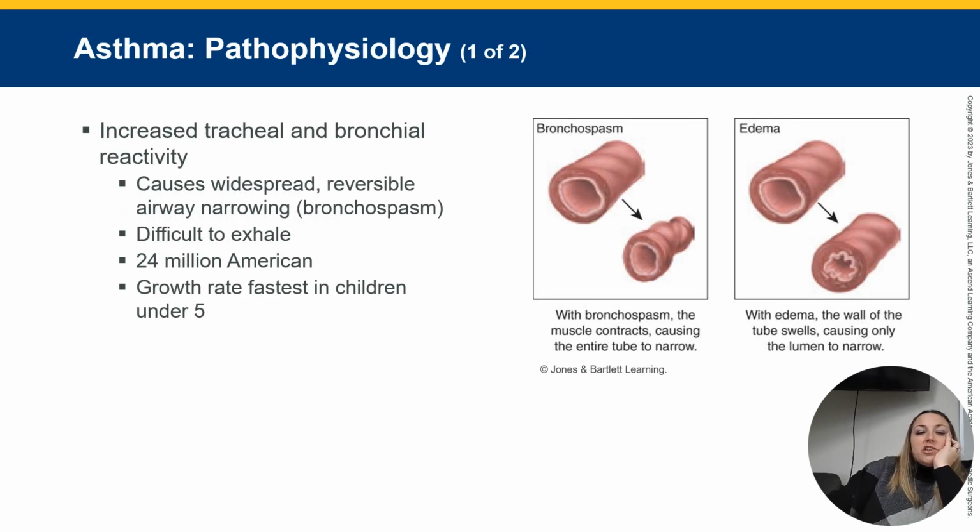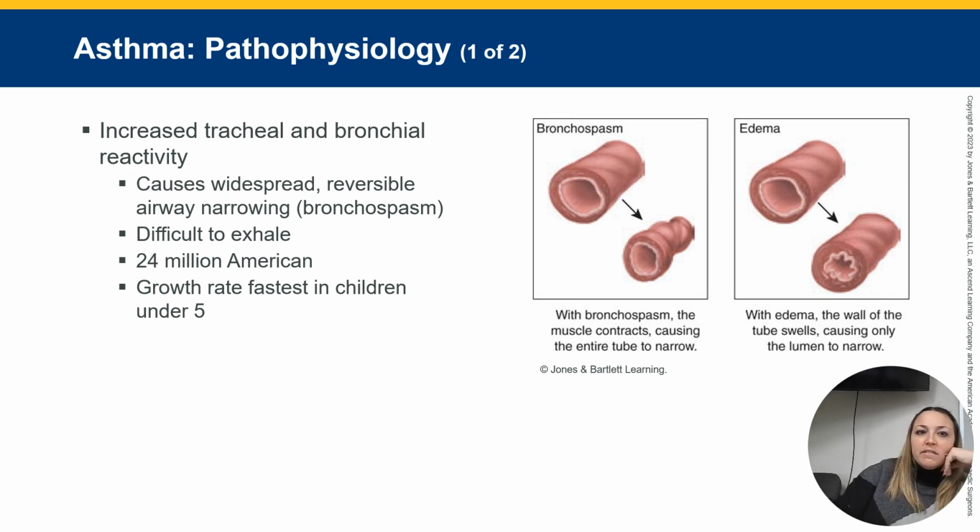So when we look at the pathophysiology for asthma, we see that bronchial asthma is really characterized specifically by increased tracheal and bronchial reactivity to specific stimuli. It can be a widespread reversible narrowing of the airways, like a bronchospasm, and that makes it difficult to inhale. We can pre-treat that, take prophylactic medications like a daily Advair. We also have rescue inhalers that patients can carry around, the little metered dose inhaler.